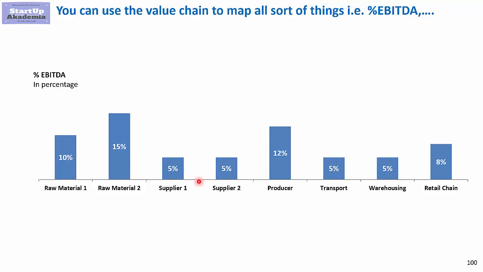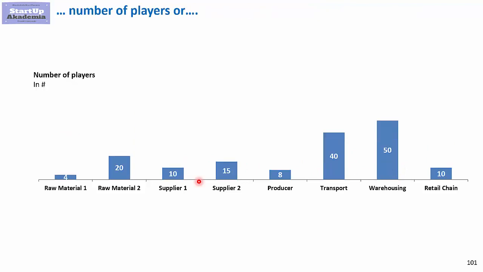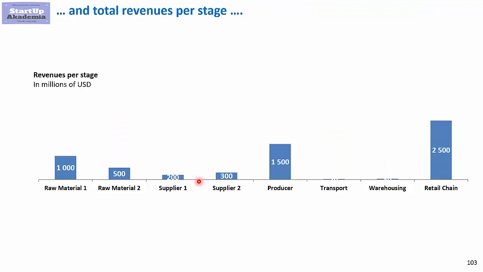In the same manner, we can map other things: number of players, assets, and also the revenues per stage. This helps you understand where the value is created and what kind of competition level you're facing. So for example, from this, we see that the retail chain and the producer are important, and also raw material number one, from the point of view of the value of revenues generated.